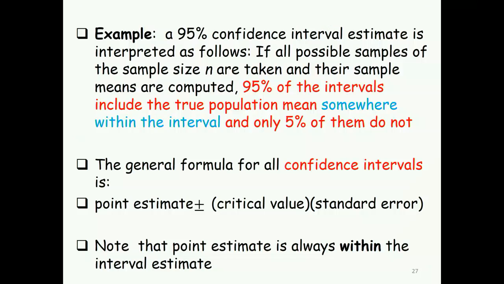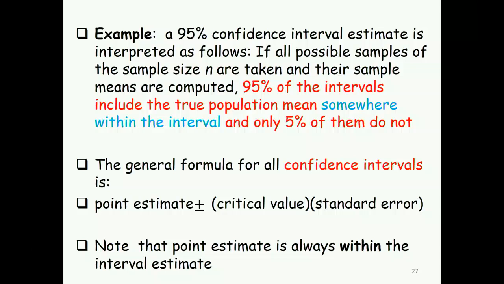Because the theoretical concept is saying that if all possible samples of the same size are taken and their confidence interval is calculated, 95% of the intervals would contain the population mean, but 5% they don't include. Your sample could be one of those 5%, but the probability is less because 95 is higher.